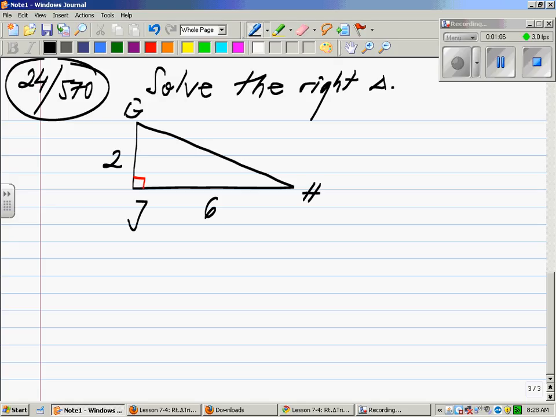What does it mean to solve the right triangle? Well, to solve the right triangle means to find all its parts, right? To find its sides and its angles. What can we find right away? We have two sides and one is missing. Let's call it X. Can we find that side?